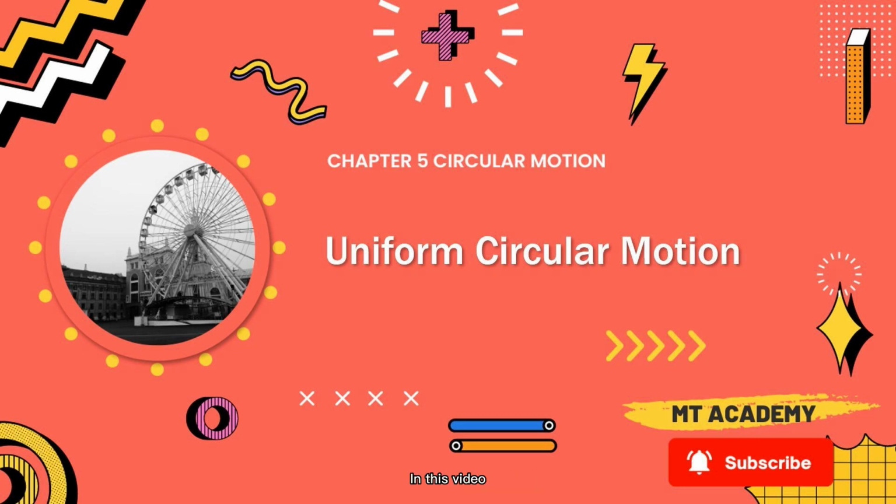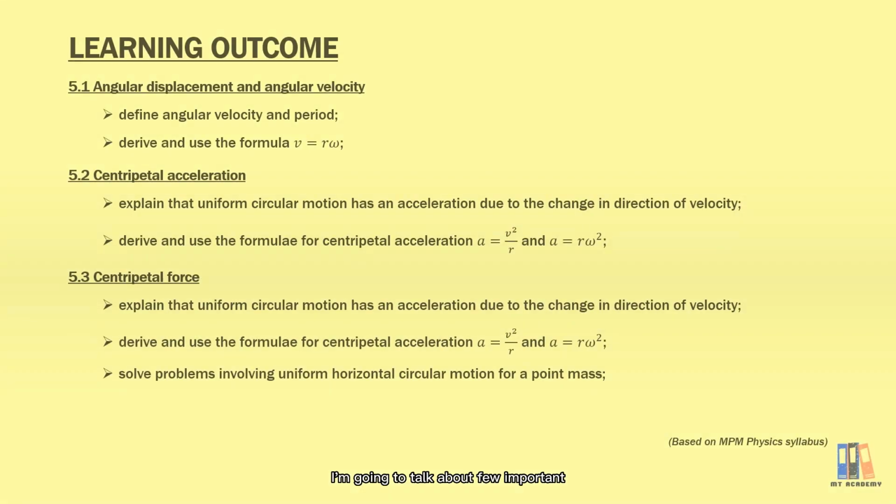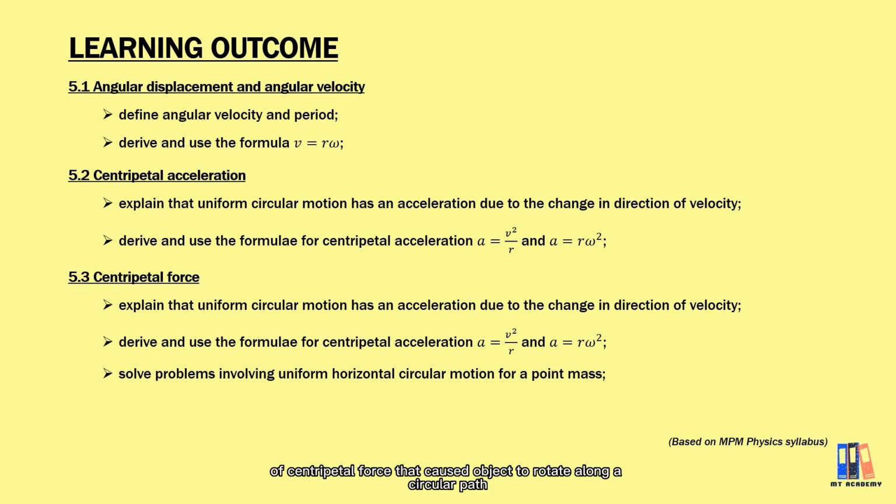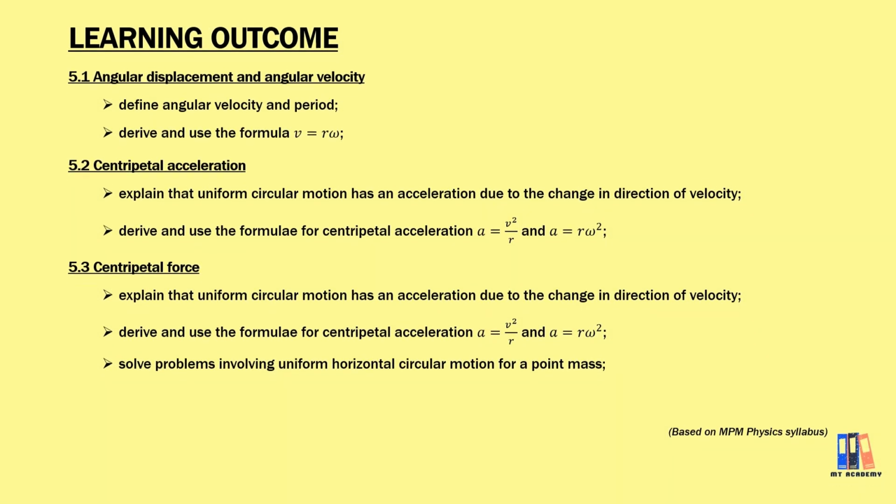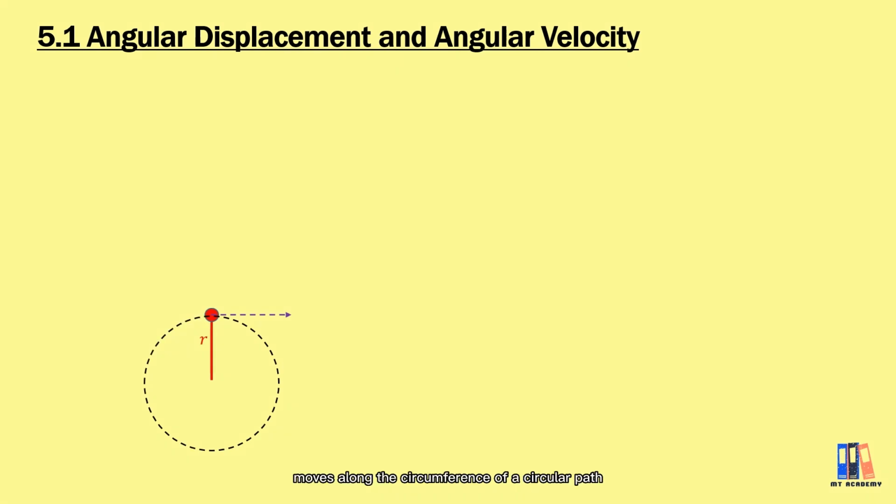In this video, we are going to talk about uniform circular motion. I'm going to talk about a few important variables in circular motion, and especially about the existence of centripetal force that causes the object to rotate along a circular path. Let's observe this circular motion with a radius r. Circular motion happens when the object moves along the circumference of a circular path.